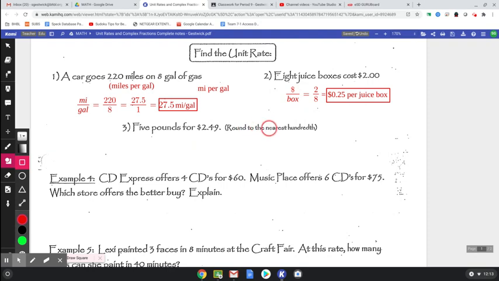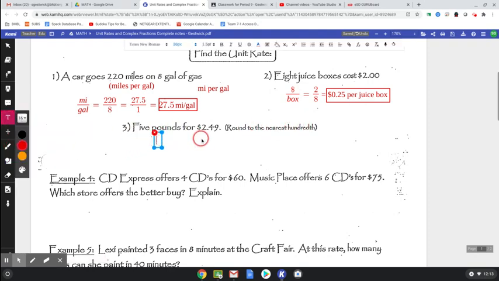$2.49, round to the nearest hundredth. Okay, let's set it up here. Again, money is involved, so money will be first. So you're going to do the dollars divided by the pounds. LB for pounds. Extra credit if you look that up and tell me why it's LB for pounds. So $2.49 for 5 pounds. You can use your calculator. $2.49 divided by 5 pounds.